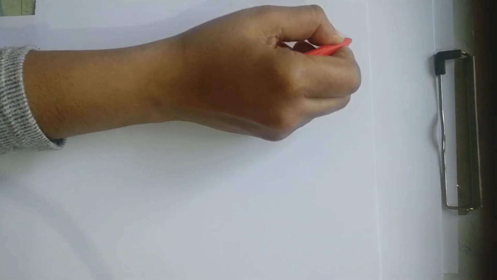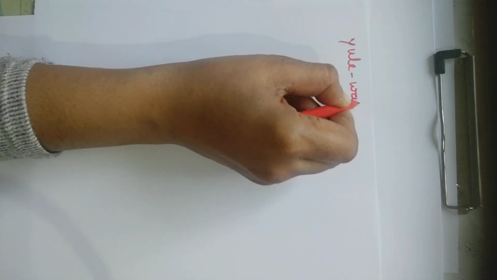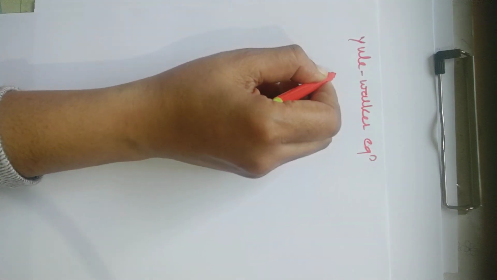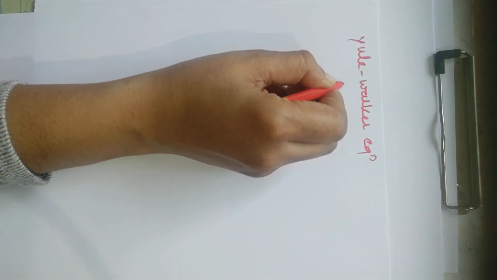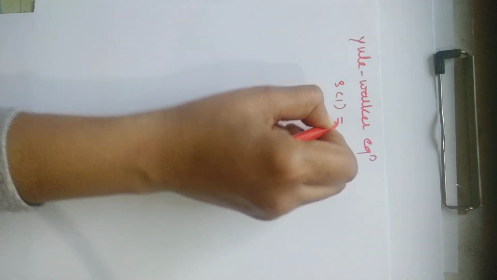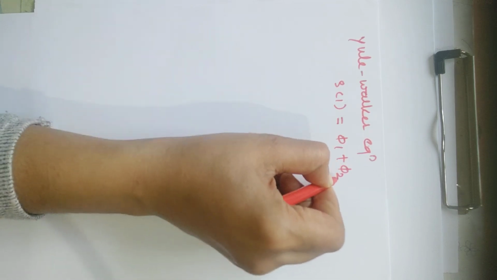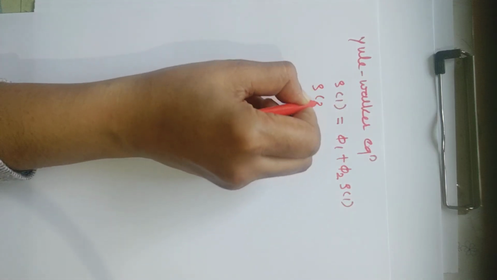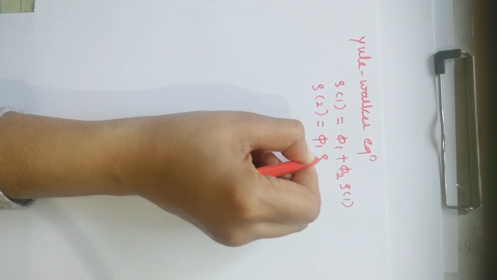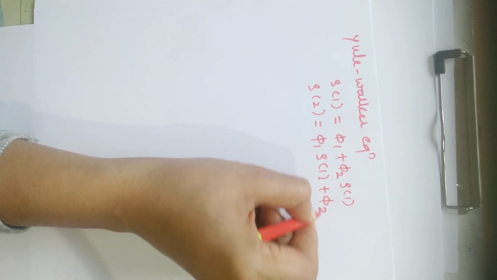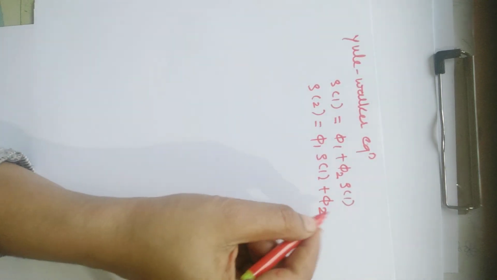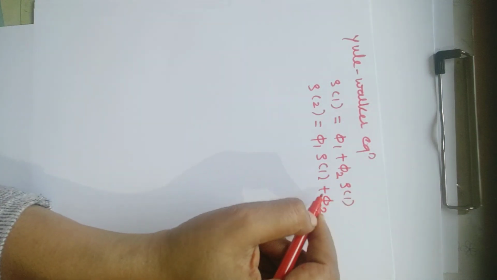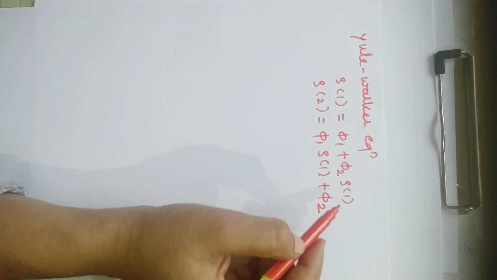So using Yule-Walker equations, as we discussed earlier, for two variables, that is two values: rho of 1 is equal to phi 1 plus phi 2 into rho of 1, and rho of 2 is equal to phi 1 rho of 1 plus phi 2. This is from equations 2 and 4, which we discussed earlier. These two equations are nothing but simultaneous equations, and we know how to solve them.